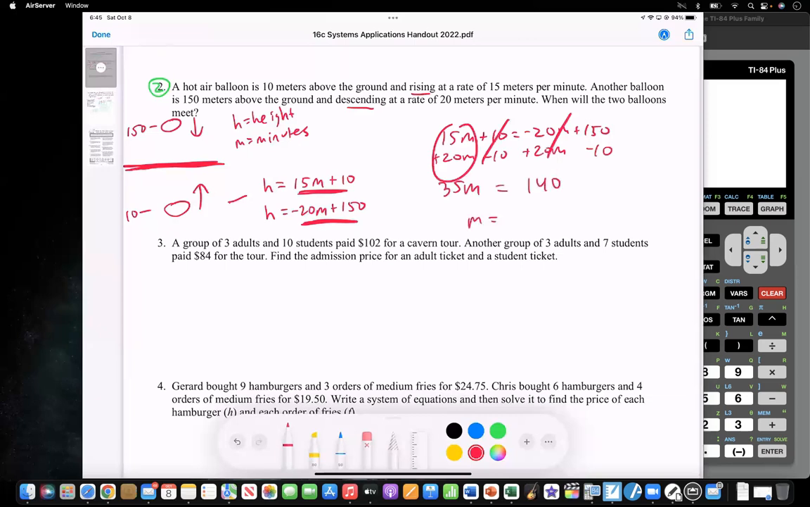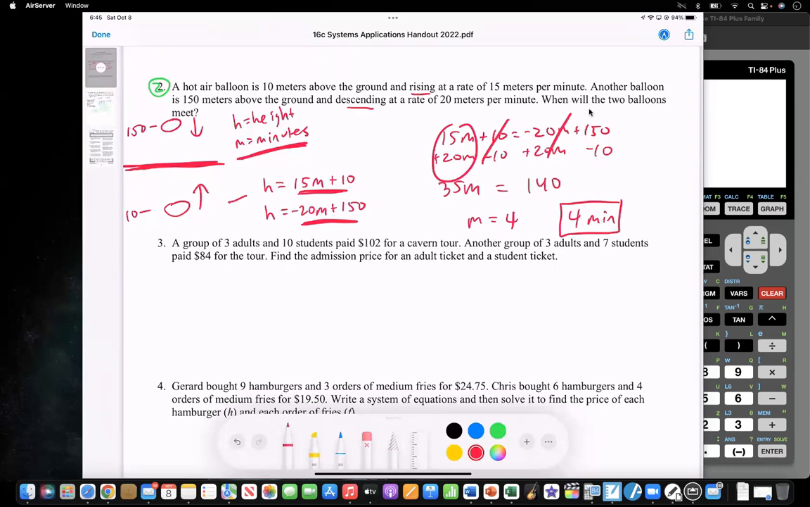Okay, so if I divide both sides by 35, 35 goes into 140 4 times. Okay, and then remember, m is minutes here. So it looks like after 4 minutes, they're going to meet. And that's answering the question here, it just says when, so we answered the question.